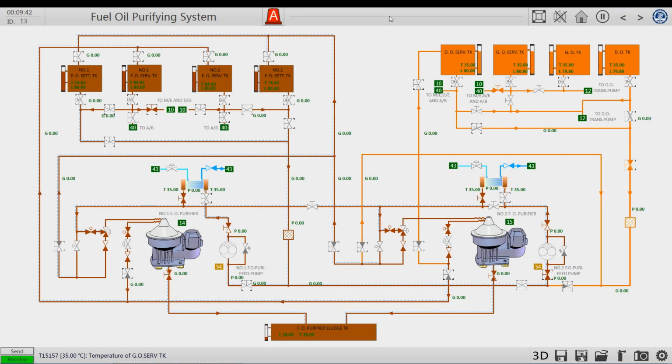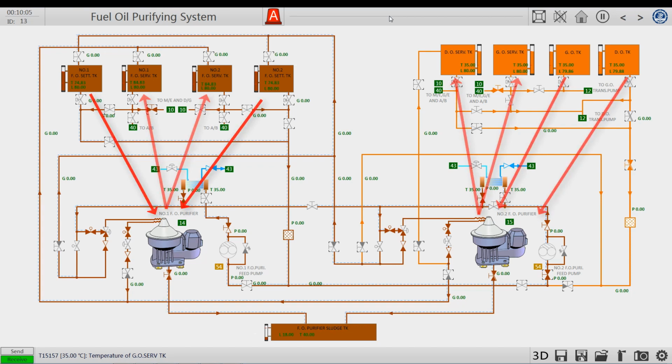Hello everyone. In this lesson, we will introduce the fuel oil purifying system. The function of the fuel oil purifying system is to use the oil separator to centrifugally purify and separate the fuel in the settling tanks or storage tanks, and transfer the purified fuel to the service tanks, in order to obtain purer fuel oil to feed the equipment combustion.